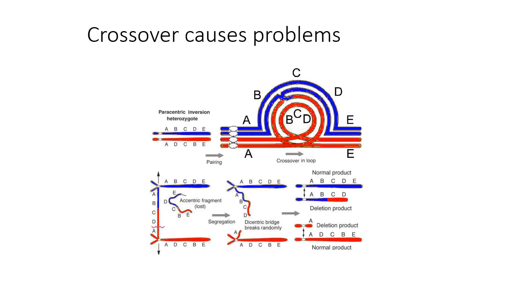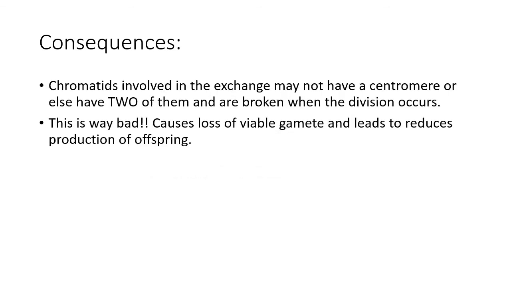Okay, the crossover causes problems, however, in that when you do have a crossover within that fairly large region, which is a very likely situation, the results can be devastating. You can actually end up with broken chromosomes and losing bits and pieces of chromosomes. So crossing over with an inversion does cause inviability in at least some of the gametes. So it's way bad, causes loss of viable gametes, reduces the production of offspring.